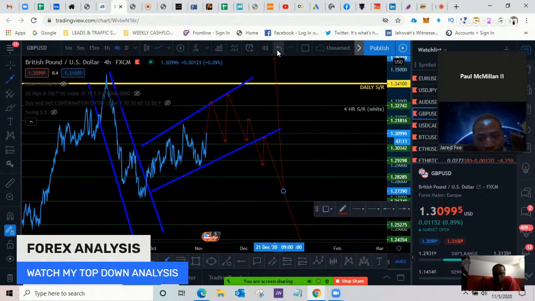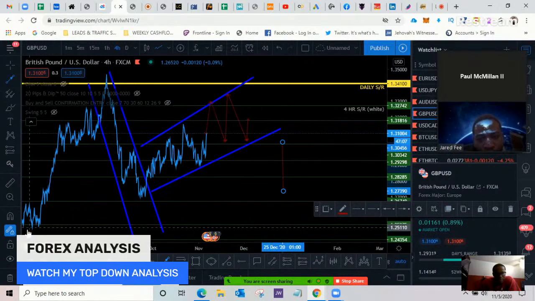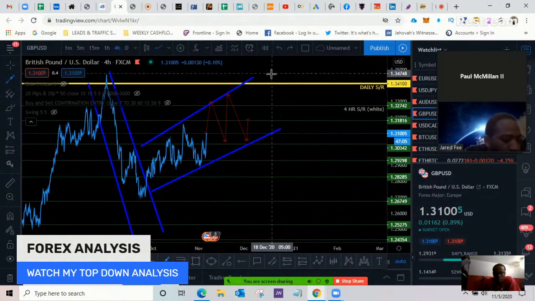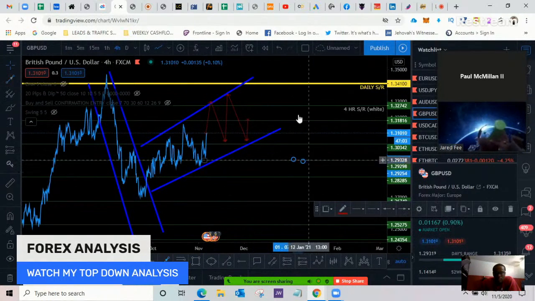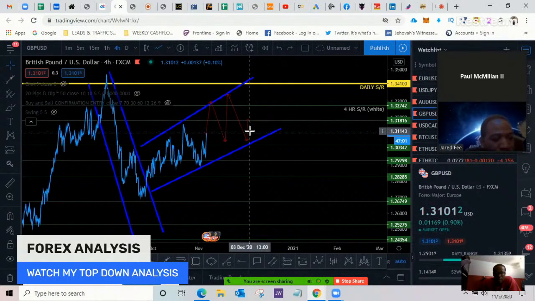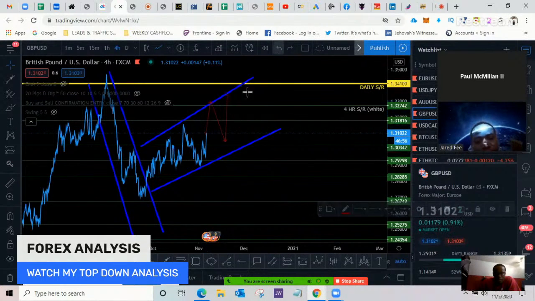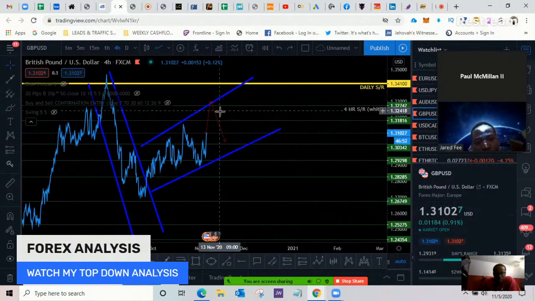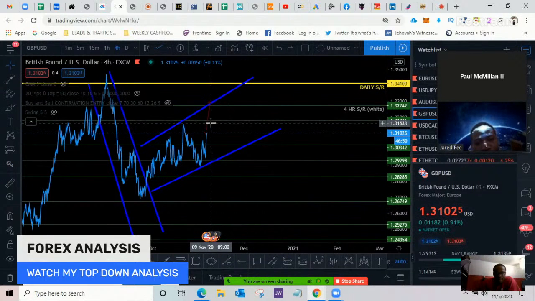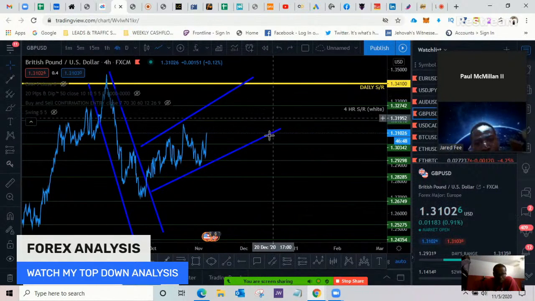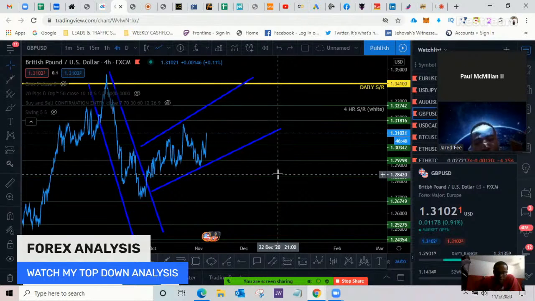So now what I'm going to do is erase all these arrows. Let me turn this off. So now the next thing I'm going to do, give me a second while I erase all of this here.